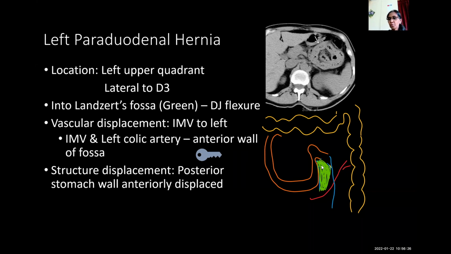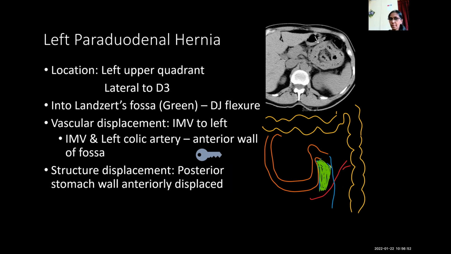into the retroperitoneum. We've got 3 key pointers. The side is the left. We know it's a closed loop obstruction in the left upper quadrant, the jejunal loops. We look for left paraduodenal hernia. We look where the stomach is displaced anteriorly. We look for the vessels which are lying in the medial and anterior wall of the fossa, that is the IMV, inferior mesenteric vein, and the left colic artery.